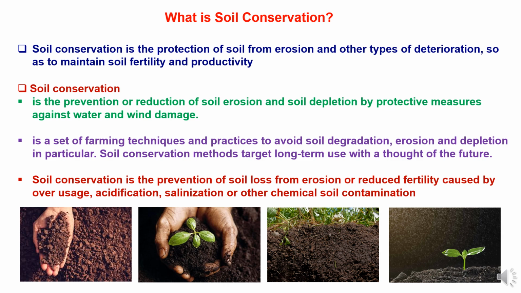Soil conservation is the protection of soil from erosion and other types of deterioration so as to maintain soil fertility and productivity. Soil conservation is the prevention or reduction of soil erosion and soil depletion by protective measures against water and wind damage. In other words, soil conservation is a set of farming techniques and practices to avoid soil degradation, soil erosion and depletion in particular.